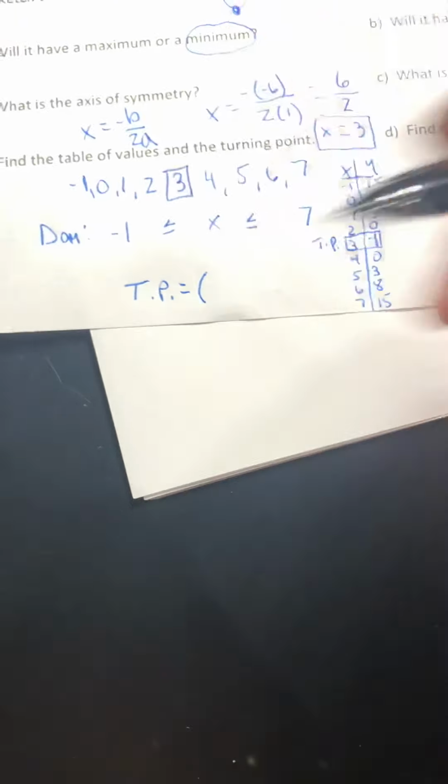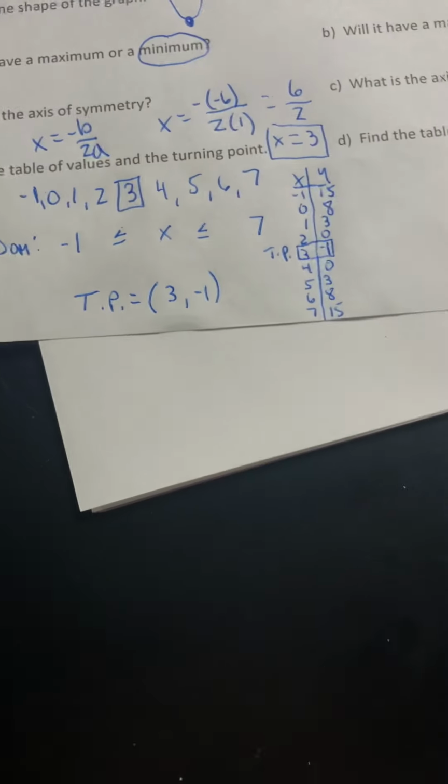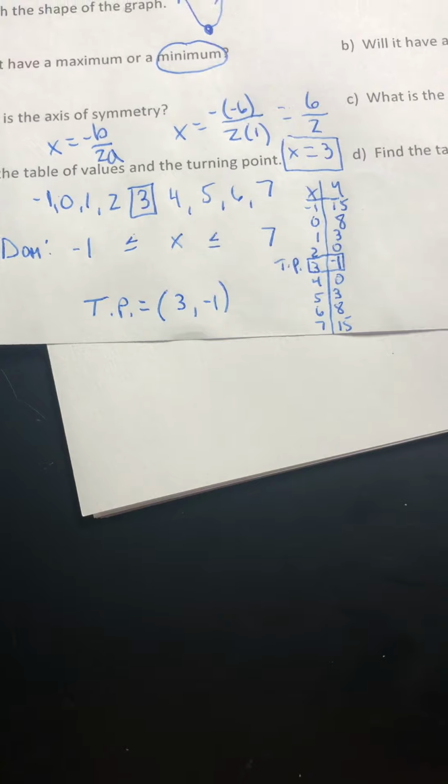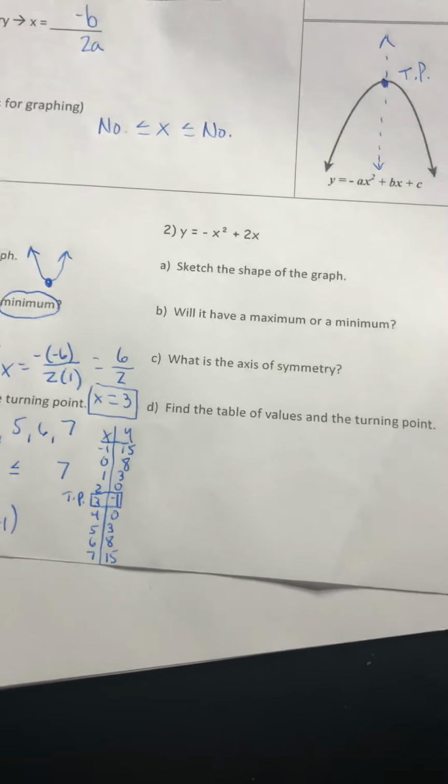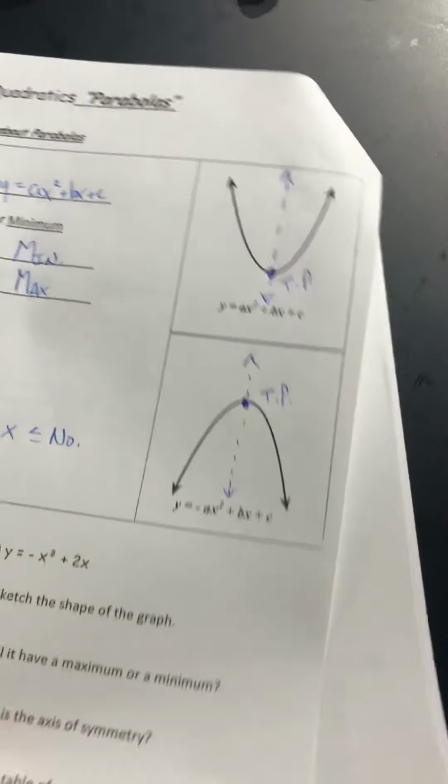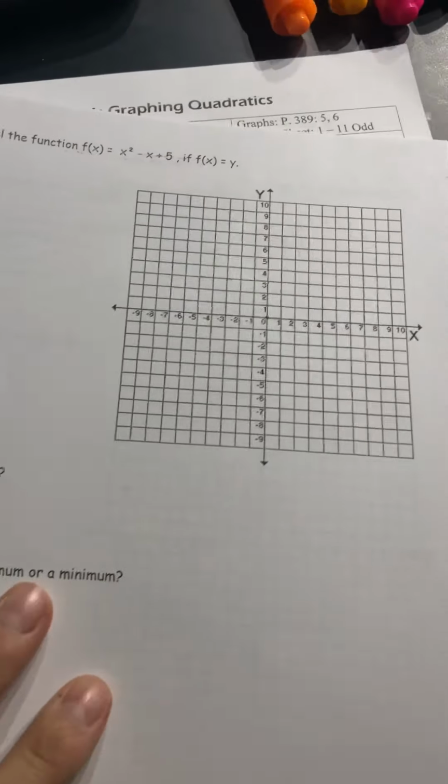It doesn't specifically ask for it, but you will be asked to do that in future lessons. So our turning point, we take the axis of symmetry, the x, and the corresponding y value, which is like so. You are going to do the same thing over here for number 2 as part of your homework for tonight. Please take a look at the next page.